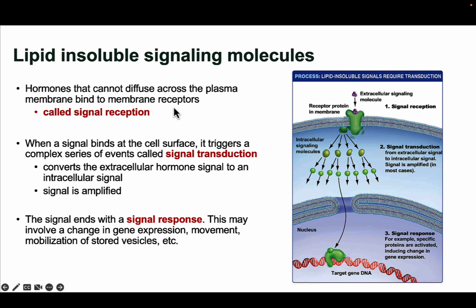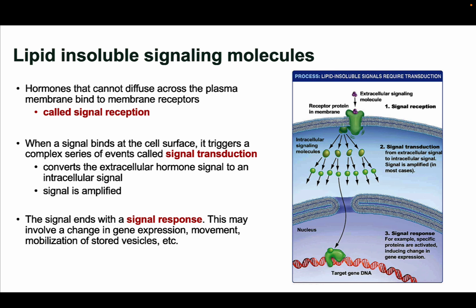So just to review, hormones that cannot diffuse across the plasma membrane bind to extracellular proteins that transduce the signal into the cell. The signal is amplified and it ends with a signal response.